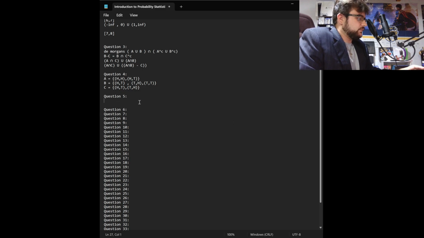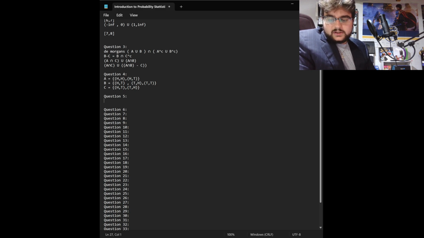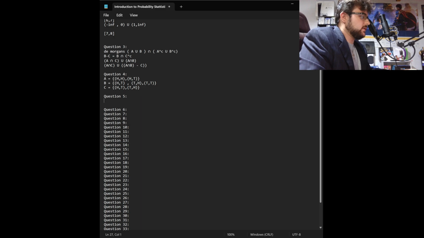Alright, A2 is 2, 4, 6 to 100, and A3 is 3, 6, 9 to 99. Find A2 ∪ A3 ∪ A5. This is actually very tough, but A2 is half, so 50.